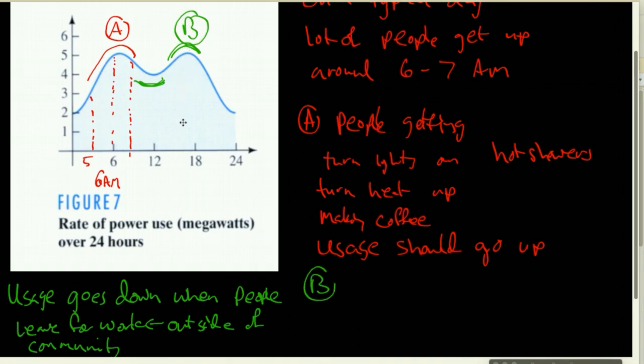But now, what about this part of the curve over here? Well, this is corresponding to 18 hours, which is 6 p.m. This is the dinner hour. People are home.